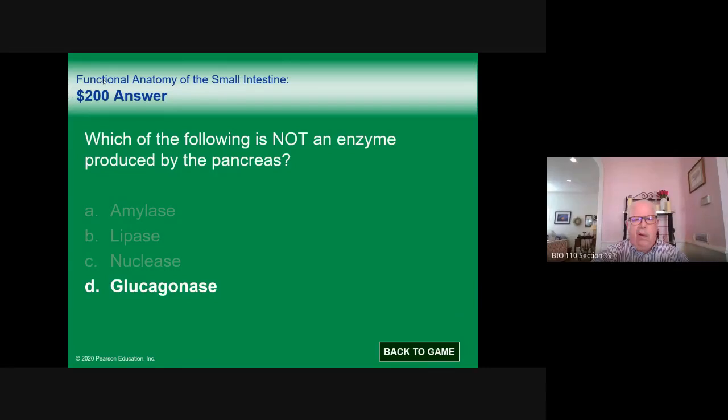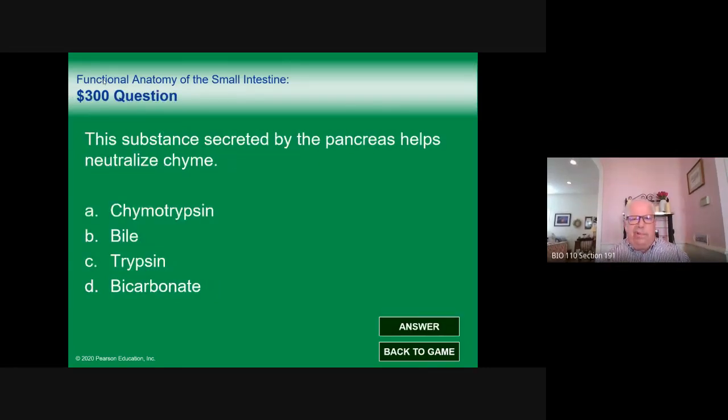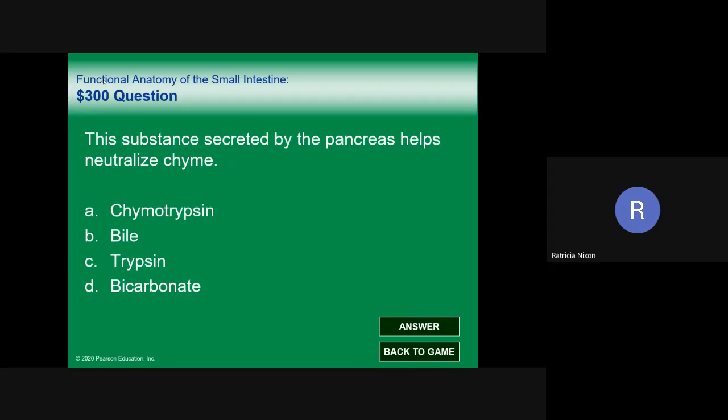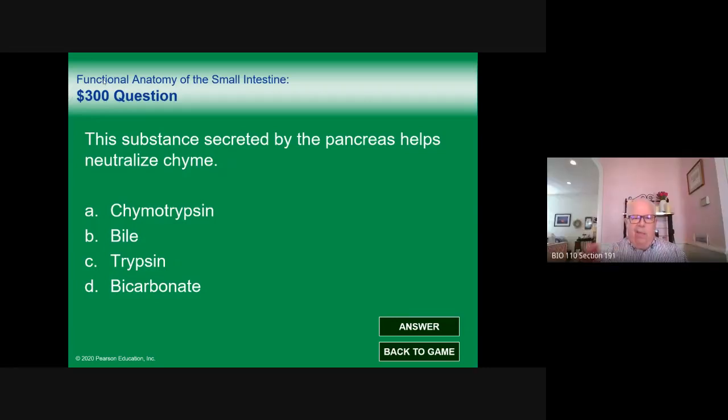Yes. Okay, all right. The substance secreted by the pancreas that helps neutralize chyme. This will be on exam number 3. I guarantee it. Hold on. Neutralizes chyme. Is it the A tritrypsin? No, that's an enzyme.